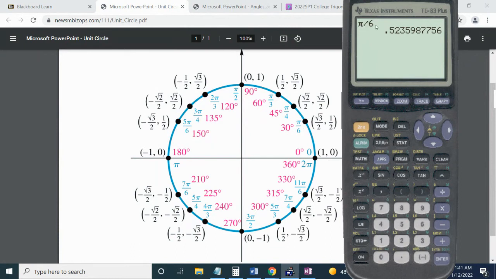So in essence, if I were to take pi over 6 and multiply that by 57.3 degrees, notice I am rounding a little bit, so I do get rounding error. Now notice that I get 30 degrees. So I want you to know that when you're reading this unit circle, when you're converting from degrees to radians, notice that pi over 4 radians, that radians actually carries 57.3 degrees to make the two things equal.